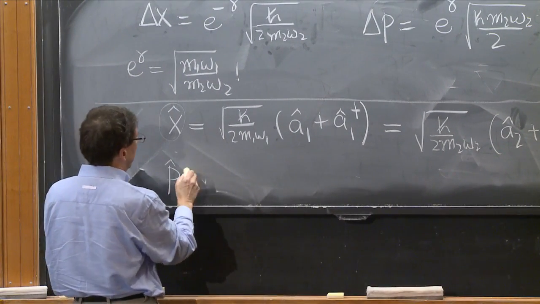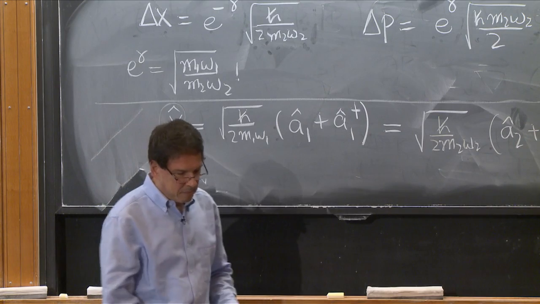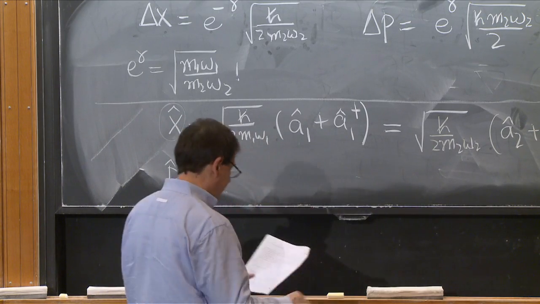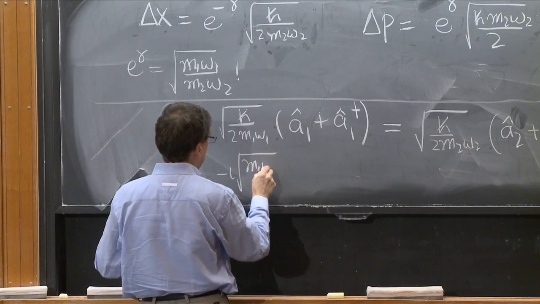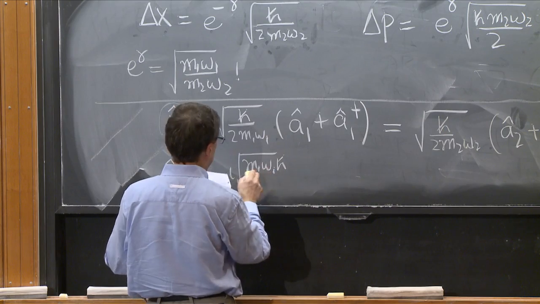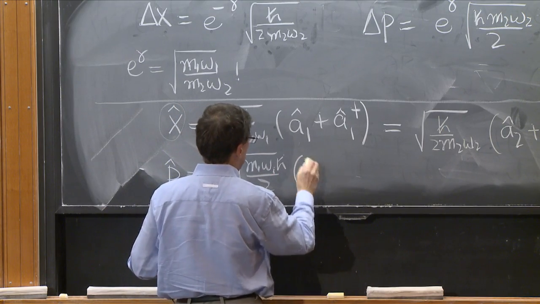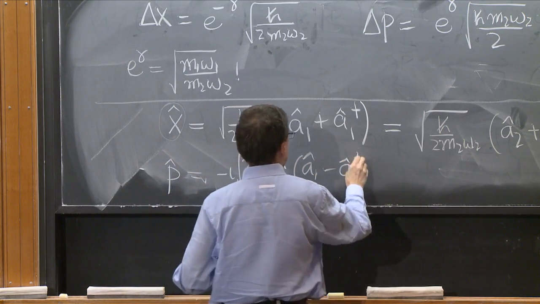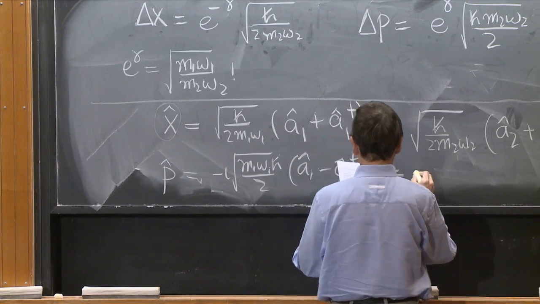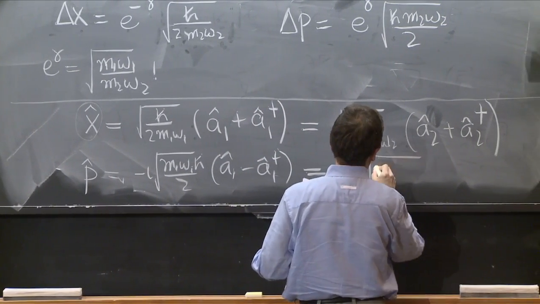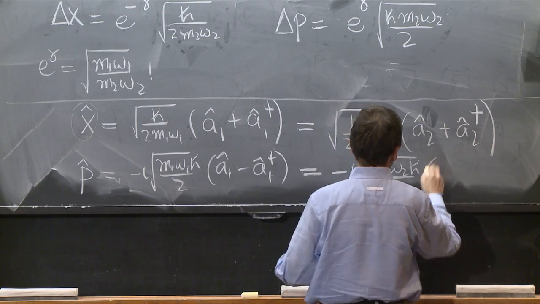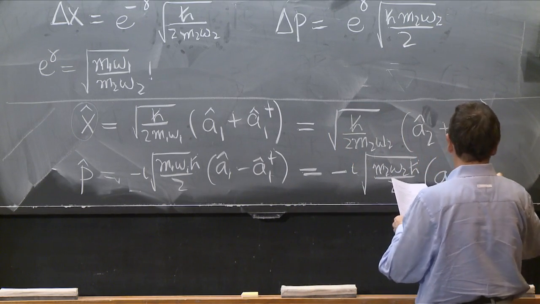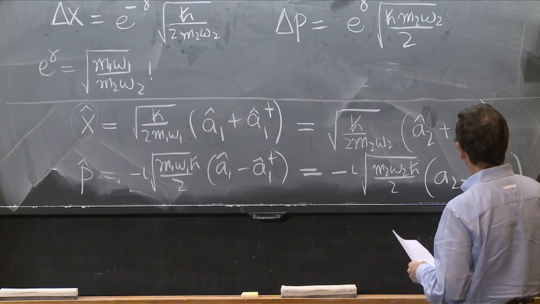P, which is, well, I have a formula here, minus i m1 omega 1 h bar over 2 (a1 minus a1 dagger), should be the same as minus i m2 omega 2 h bar over 2 (a2 minus a2 dagger).